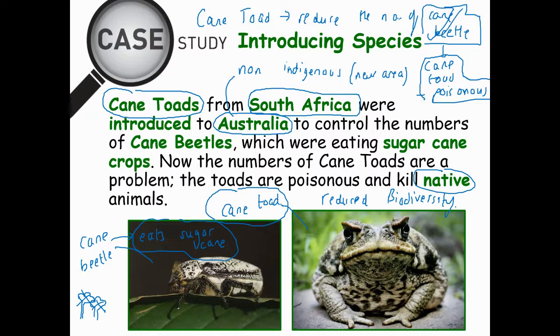But sadly, boys and girls, the cane toad is poisonous. So what happened to all of the other native and indigenous animals? They all died, and therefore that reduced biodiversity. Okay, so that's a bit of a case study for you boys and girls about how the introduction of a non-indigenous and an indigenous species can cause problems.